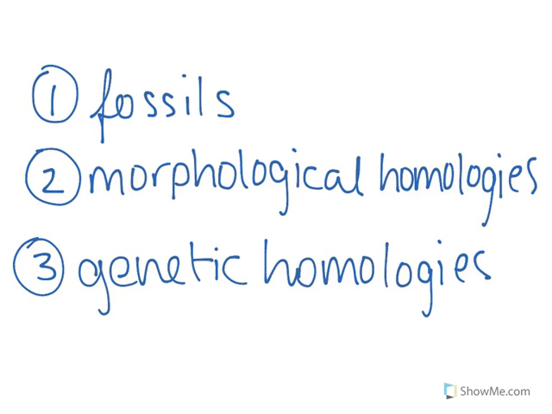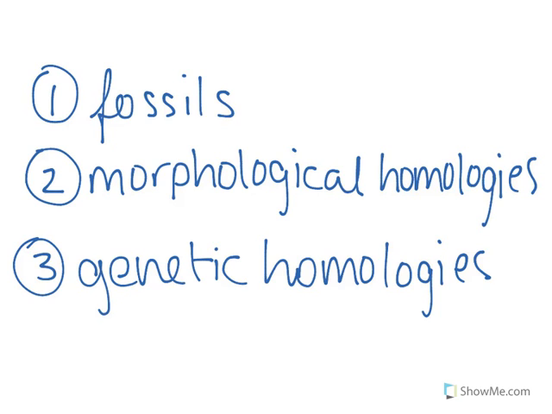Another piece of evidence that a lot of scientists use are morphological homologies. Morphological homologies are just similarities within the phenotype of different organisms. So, say their bone structure is the same or they have the same type of appendage. These can all be evidence for different reasons why they originated from the same ancestor.